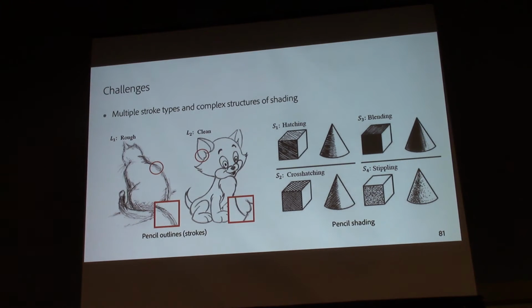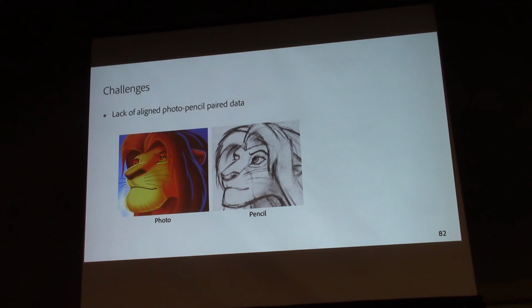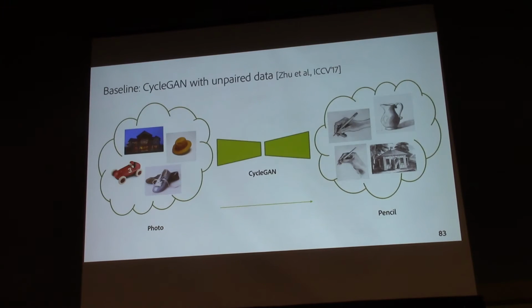Okay, so the challenges are basically that there are several types of strokes or outlines. Some of them are more clean, some of them are more rough. And there are also several types of pencil shading, going from hatching to blending, cross shading, stippling. So there's a really big variety. In addition to that, there is no aligned data set that exists, or a paired data set. So we had to basically come up with one.